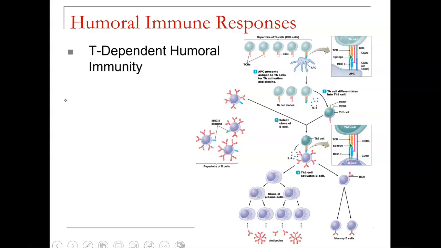Now, the next type is T-dependent humoral immunity. This involves T-dependent antigens. They are smaller antigens that lack repetitive epitopes. These antigens can be processed by B cells, but this type does involve the helper T cell.